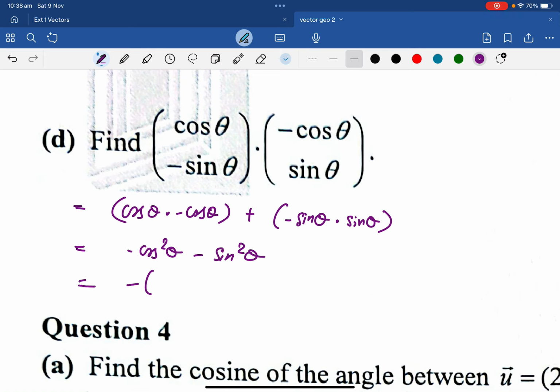Here, take the minus out. So it's cos squared theta plus sin squared theta. And if you remember, this cos squared theta plus sin squared theta is actually equal to 1. That's a property. So it's going to be minus 1. Easy.